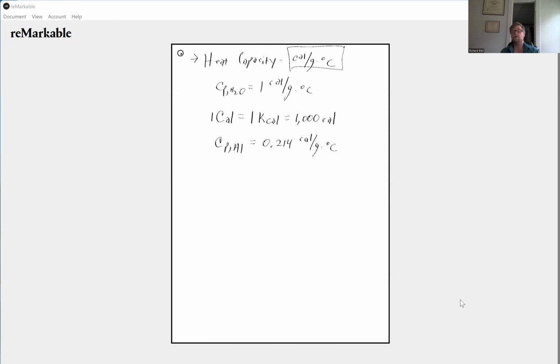Now notice that aluminum has a lower heat capacity than water. That's because it's faster to heat up. It takes less heat to actually increase the temperature of aluminum. Metals are good conductors of heat, and this is why. Insulators would have a much higher heat capacity than water. The higher the heat capacity, the more heat it takes to warm that up. So, specific heat.